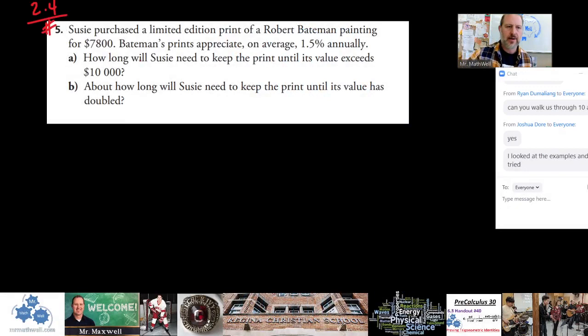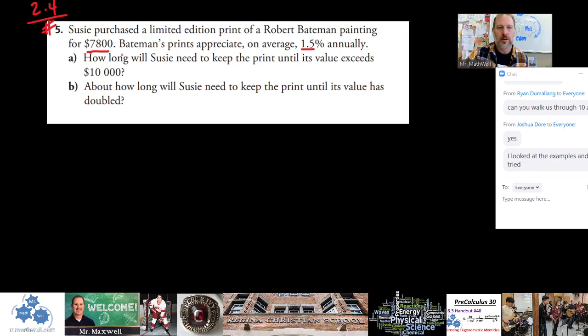All right, so question number 5. Susie has a painting, and it's worth $7,800, and it appreciates 1.5% annually. And what we've been able to find in the textbook with other examples is that it's a compound appreciation. So it's 1.5% of the previous year's value. It goes up. That's compound, right?